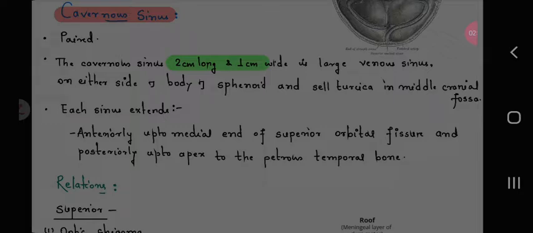Cavernous sinus, paired. The cavernous sinus, 2 cm long and 1 cm wide, is a large venous sinus on either side of the body of the sphenoid and sella turcica in the middle cranial fossa. Each sinus extends anteriorly up to the medial end of the superior orbital fissure and posteriorly up to the apex of the petrous temporal bone.